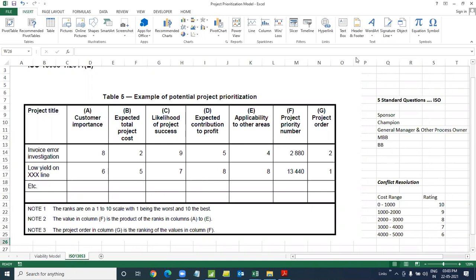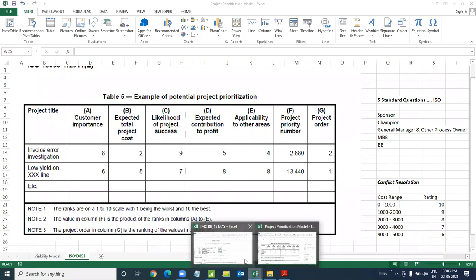Is this okay with everyone? ISO 13053 method of selecting project. Okay, all right, perfect. Let's then have a look at other methods also.